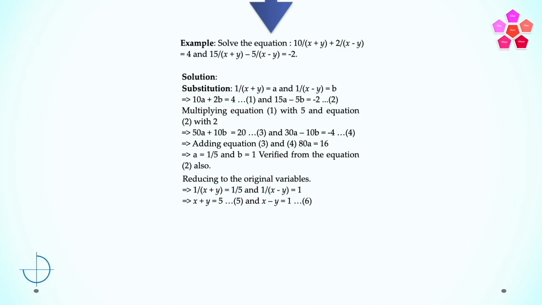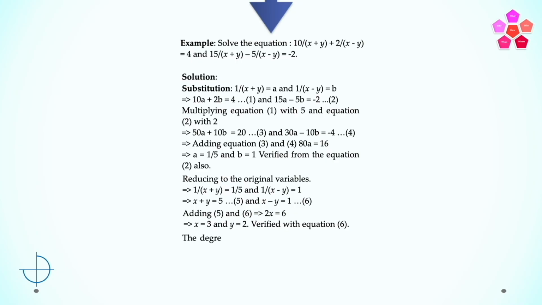Now again, we have two equations in two variables, and now it is pretty simple to solve the equations. We just add equation 5 and 6. We get 2x is equal to 6, which implies that x is equal to 3. And finally, when we substitute the value of x in the equation, we get y is equal to 2, which obviously can be verified with equation 6.